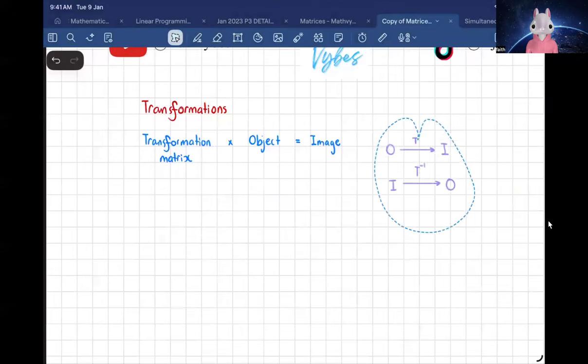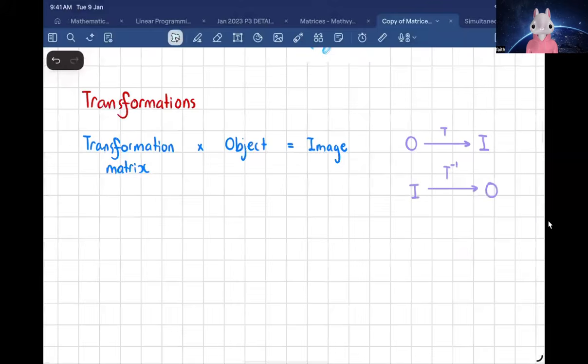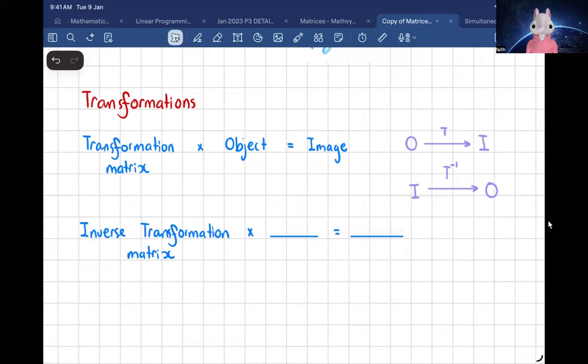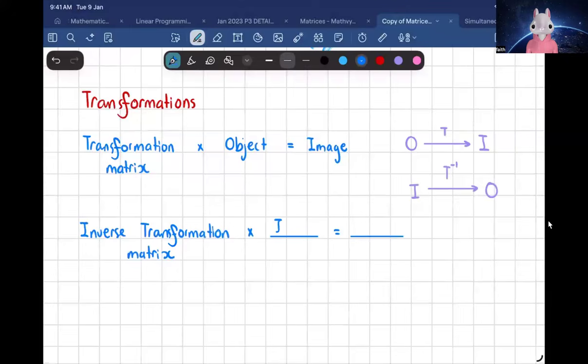Okay, so guys, the transformation matrix by the object is the image. So I have a question then. The inverse transformation matrix by the what would give you the what? Let me hear some guesses. By the image will give you the object, because the inverse transformation matrix does the opposite.